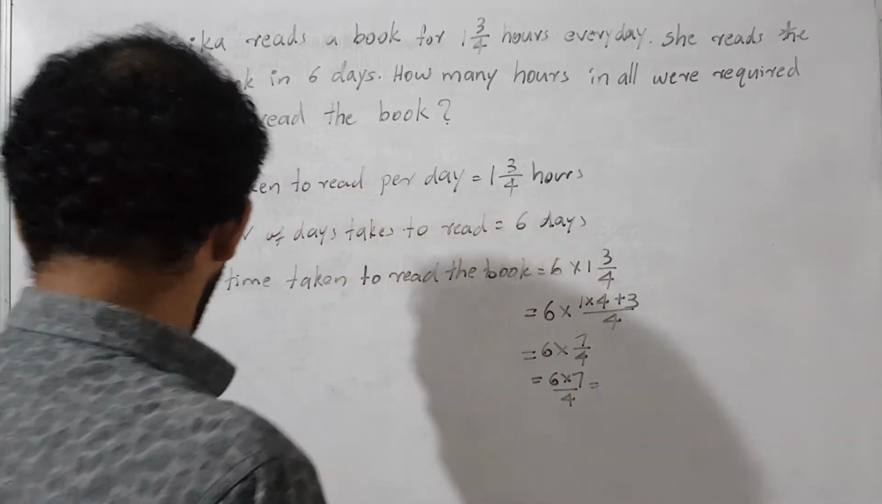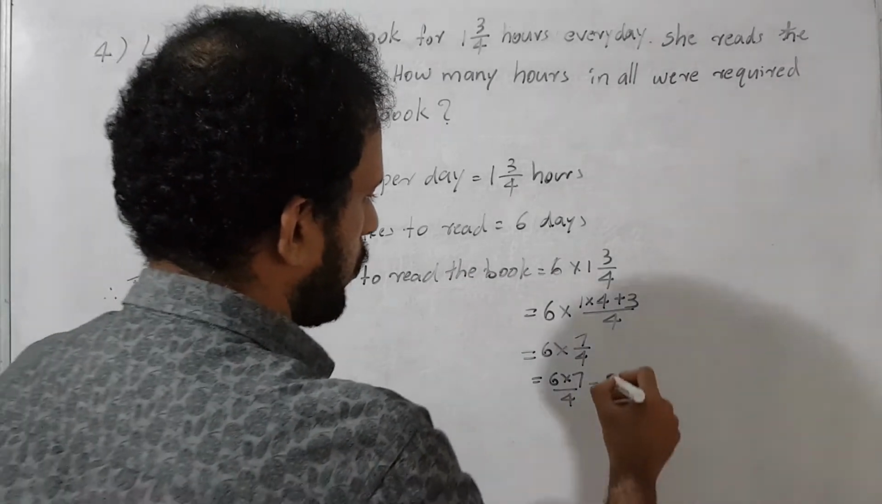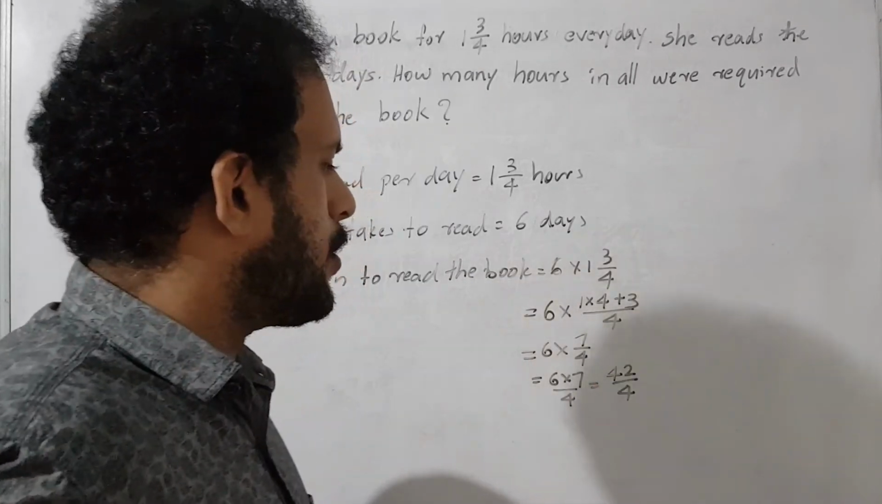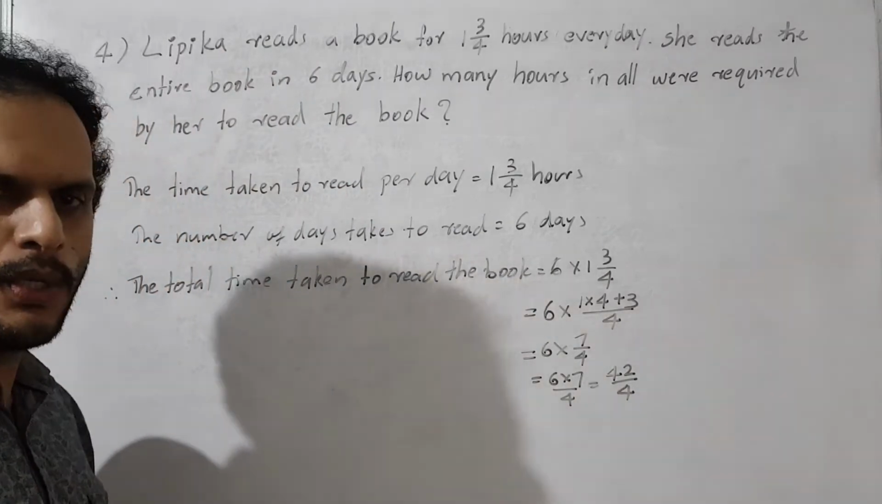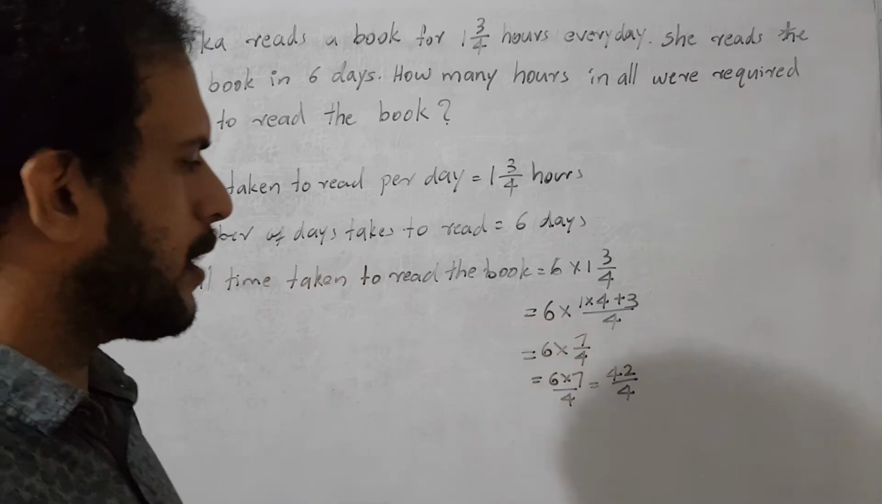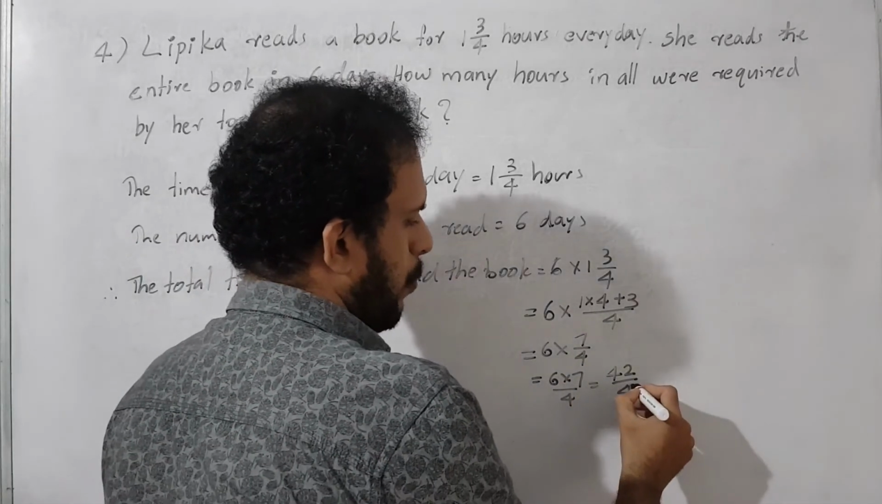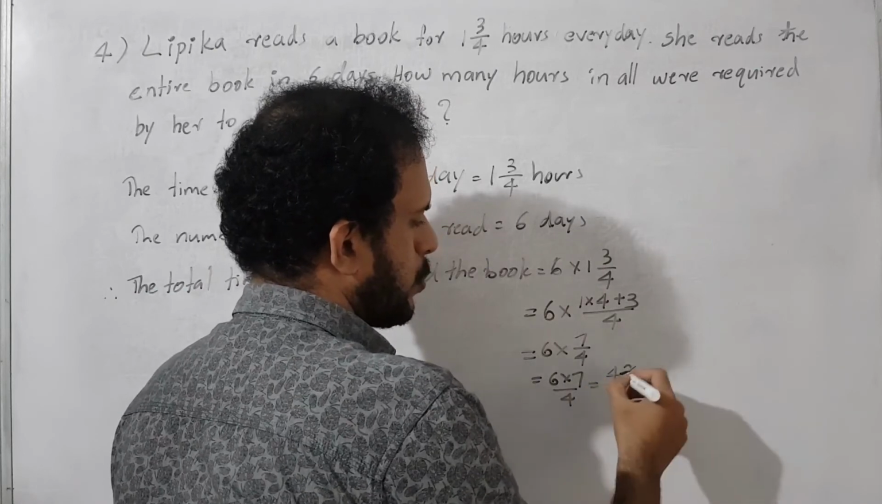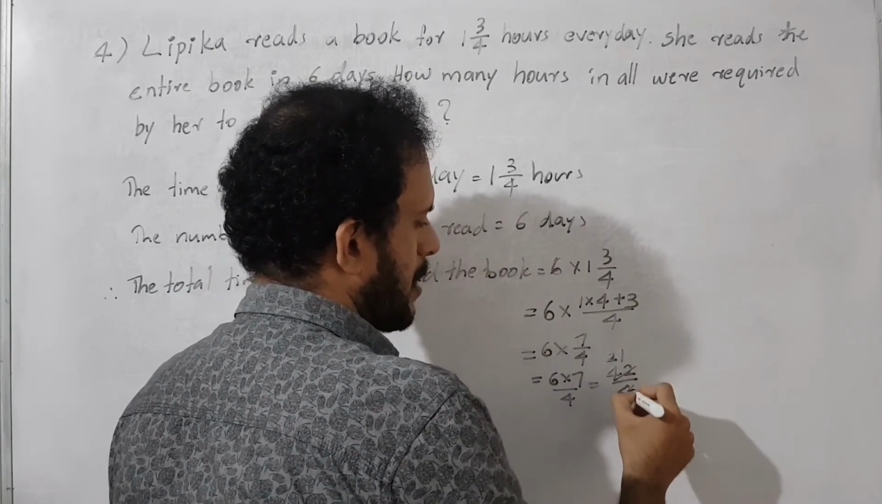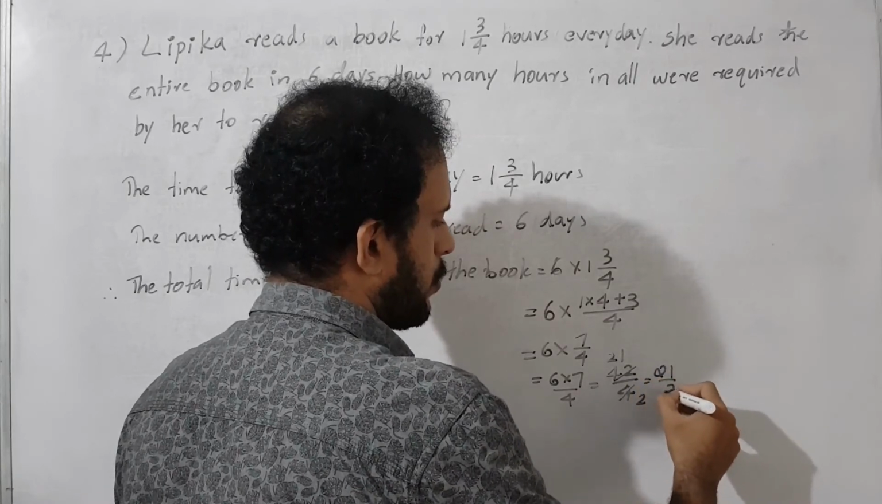What is 6 into 7? 6 into 7 is equal to 42. 42 by 4 is possible to reduce, correct? It is not possible to divide, but it is possible to reduce. How many times? It is possible to reduce by 2. In 42, 2 goes 21 times, and in 4, 2 goes 2 times. Then it is equal to 21 by 2.